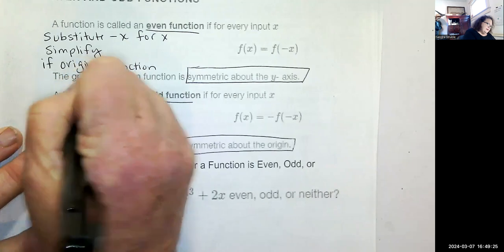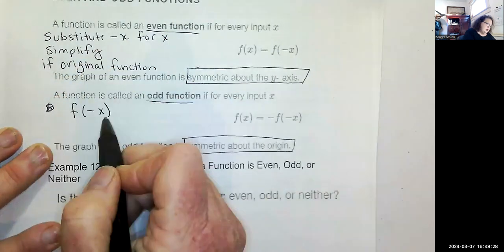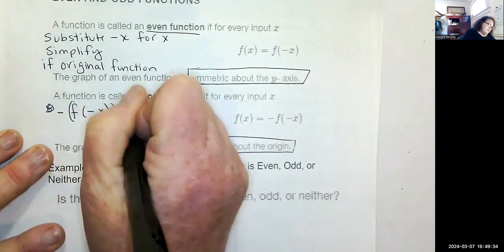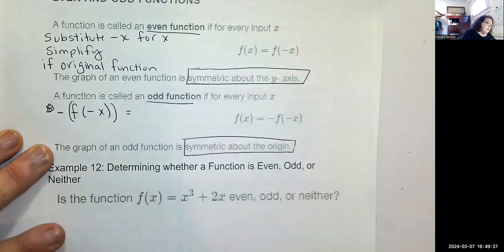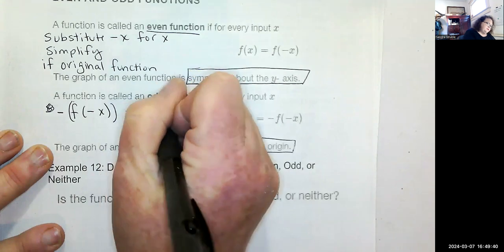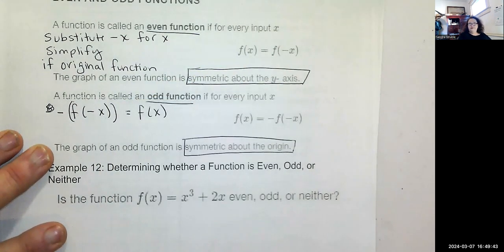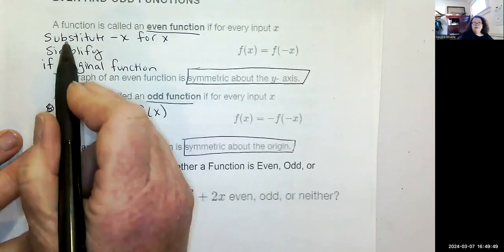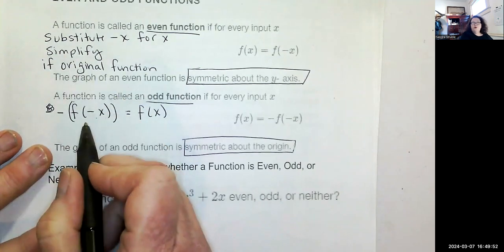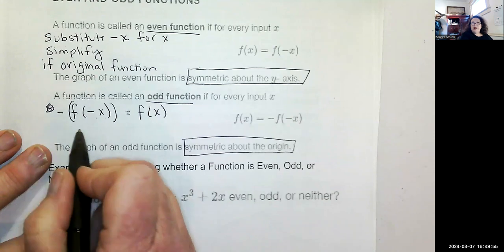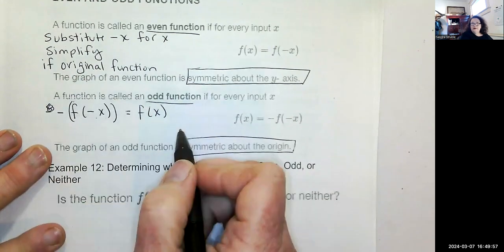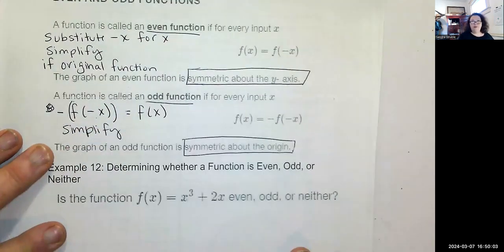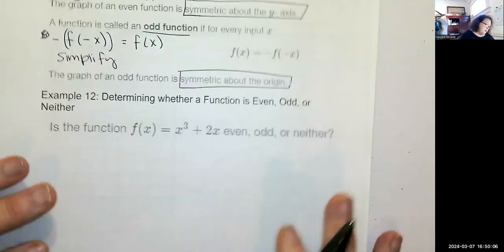If we take that f of negative x, simplify it, and put a negative in front of that, and we then get the original function, it is odd. So we plug in negative x for x. We simplify. It's not even, so we're checking for odd. We put a negative in front of that outcome and simplify again. If it equals the original function, then it is odd. Or it could be neither. All right.